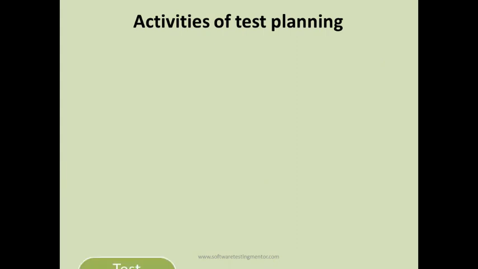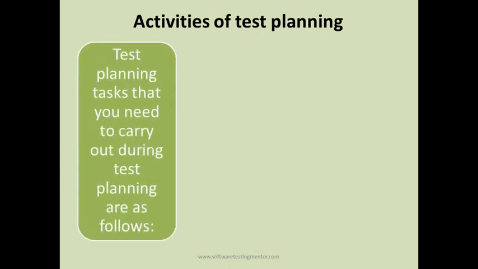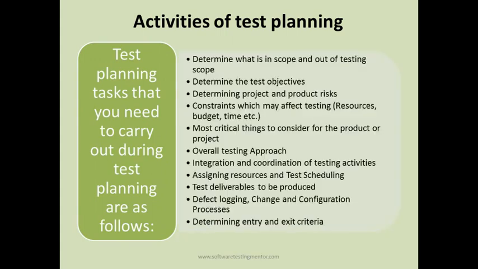So what are the activities of test planning? The test planning tasks that you need to carry out during test planning are as follows. You need to determine what is in scope and out of scope of testing. So what needs to be tested, and what is out of scope of testing. Then you need to determine what are the test objectives that you want to achieve by testing. Then any risks, project or product risks, need to be determined before you start writing the test plan.